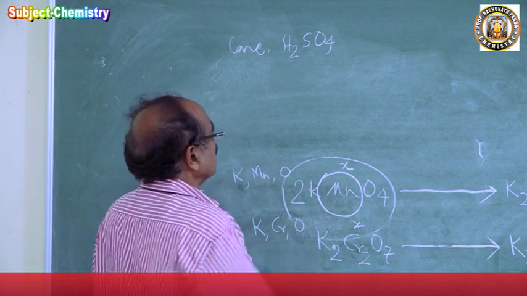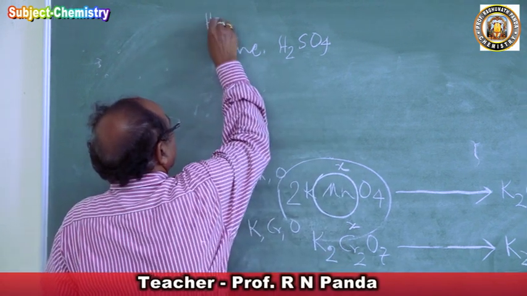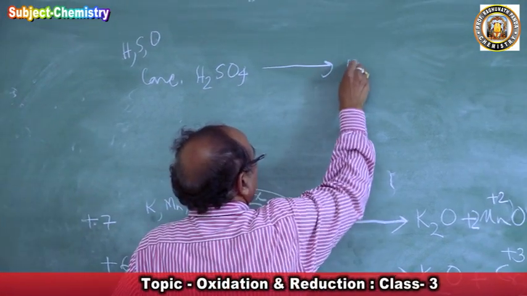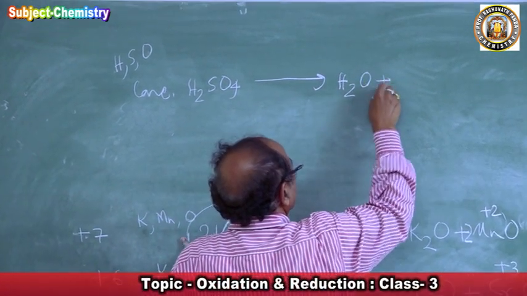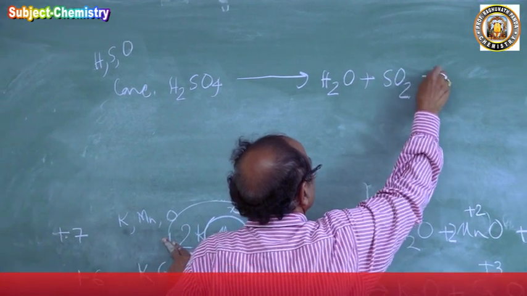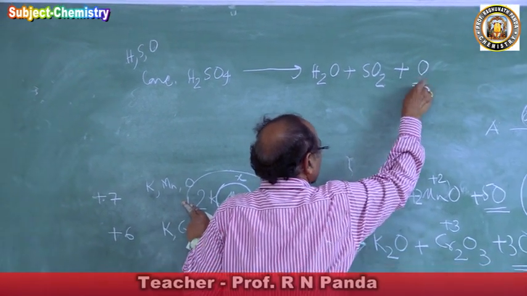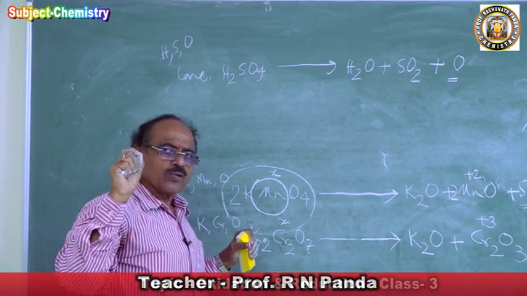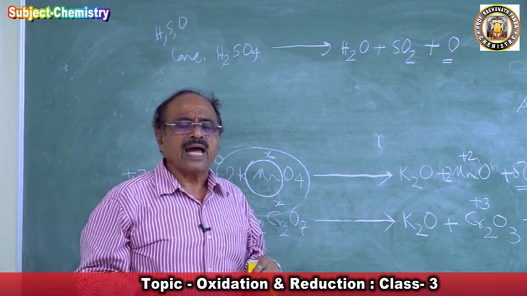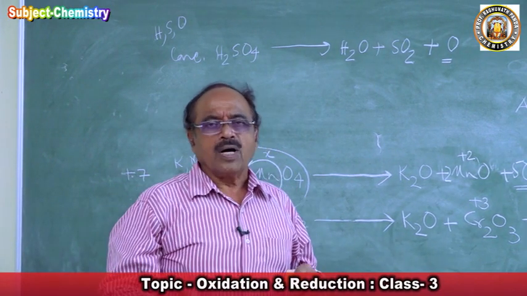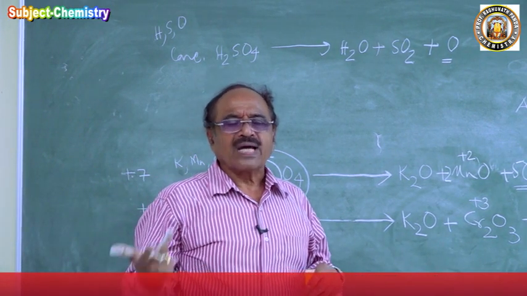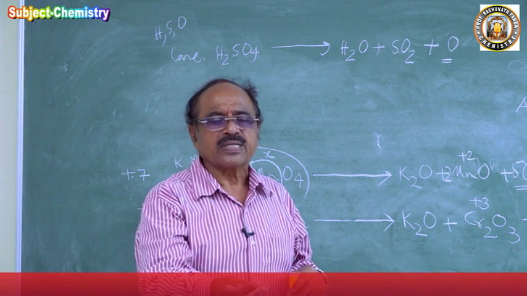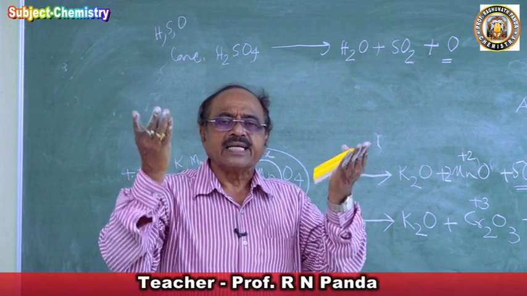So now come to this. What are these? Hydrogen, sulfur, oxygen. Hydrogen and oxygen will combine to form water. Sulfur and oxygen will combine to form sulfur dioxide, and oxygen will come out. Concentrated sulfuric acid will produce nascent oxygen. So the moment you add any nonmetal, since all nonmetals have a strong tendency to accept oxygen, if they come in touch with concentrated sulfuric acid, they immediately react.